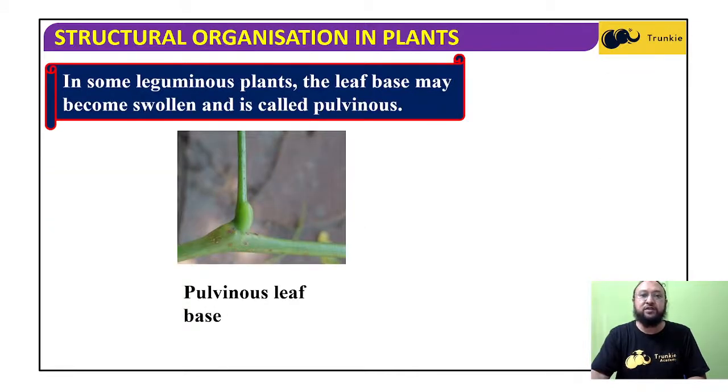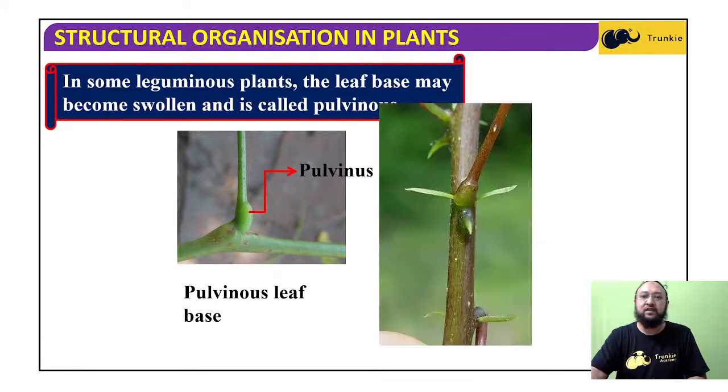Now you can see in the picture the pulvinous leaf base. It is swollen at the base, and it is called pulvinous leaf base. It is found in leguminous plants. So at the base there is a swelling, and its stipules are there.